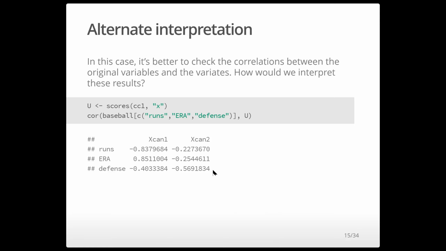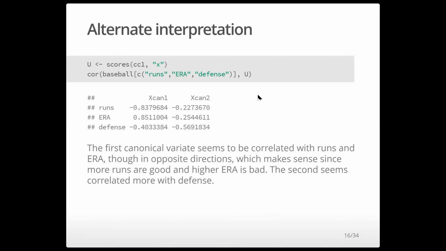We can also check the alternate interpretation, the correlations between the original variables and the variates. It's not necessarily better. I shouldn't say it that way. I'll correct that. This isn't necessarily a better interpretation. This is just another way to interpret the meaning of the variates. So here we can see that the first canonical variate, well, I'll give you a chance to interpret it first. Then on the next slide, the first canonical variate seems to be correlated with runs and ERA. Again, in opposite directions. Again, that makes sense. It's also correlated with defense, though by about half as much. The second seems correlated more with defense and a bit less with runs and ERA.